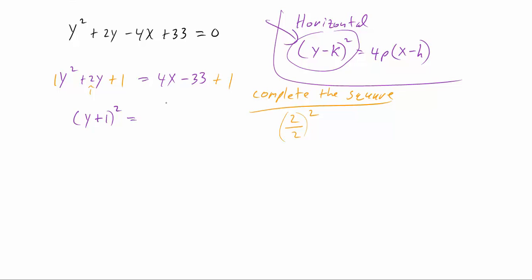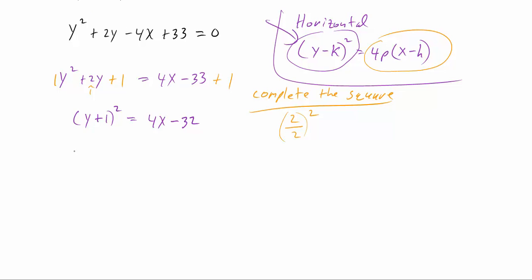Now, on the right side of the equation, we still have this 4x, so that's going to be 4x minus 33 plus 1, so that gives us a minus 32. So now the left side we're in good shape, but now the right side we need to write it so that we have this factored form here. So we have like 4p times x minus h.